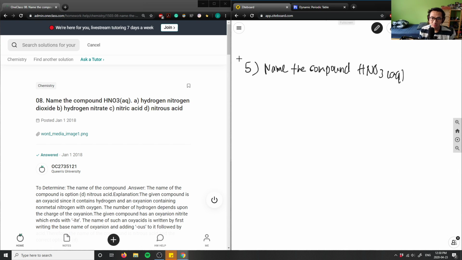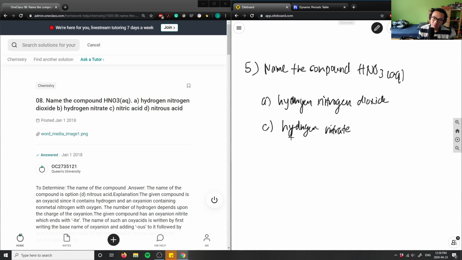And here, I have A here, which is hydrogen nitrogen dioxide. B here is hydrogen nitrate. C here is nitric acid. D here is nitrous acid.